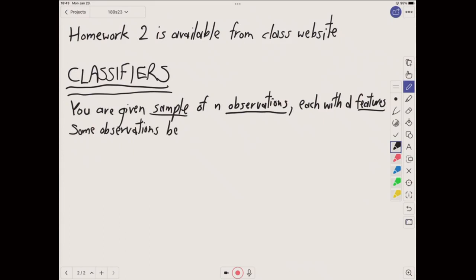To the feature, we're told that we're given labels saying that some observations belong to a class C. Some other ones do not.